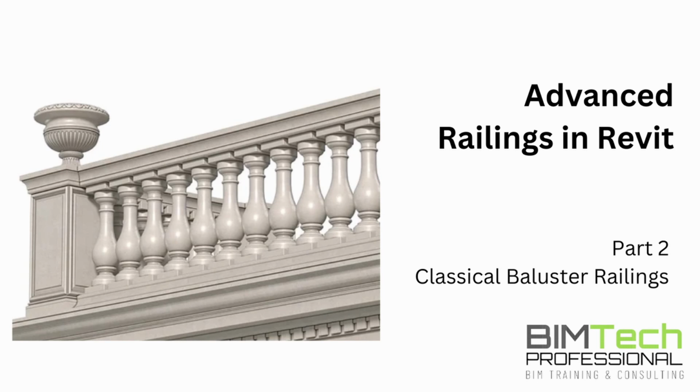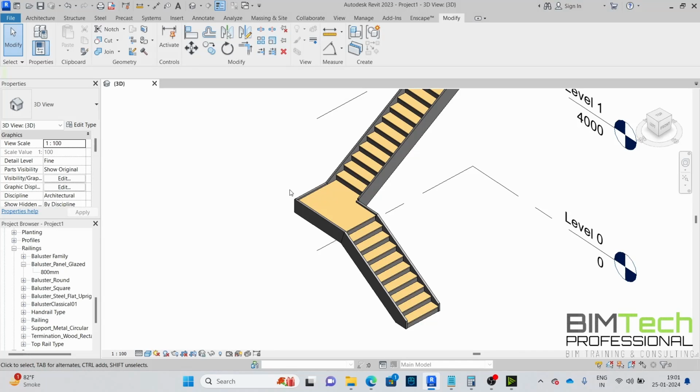All right, so today we are going to resume from the previous session, wherein we have understood how to make railings, and we also explored a bit of type properties in the railings. Let us explore, as we discussed, how to make a classical baluster railing.